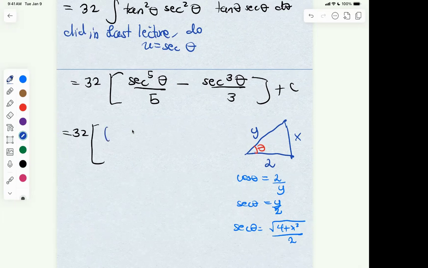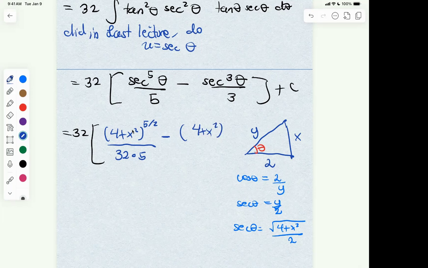And here, let me just write it like this. Over 2, so 2 to the 5 is 32. 32 times 5 minus 4 plus x squared to the 3/2, over, you also have to take the cube here, so 2 cubed is 8, so 8 times 3.